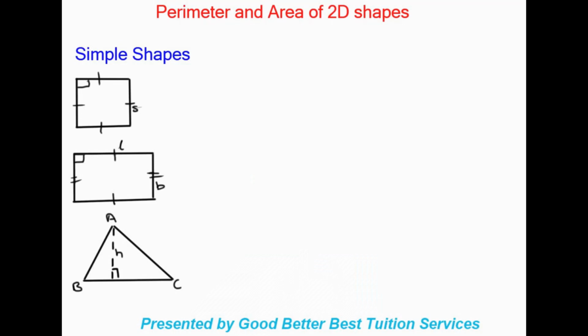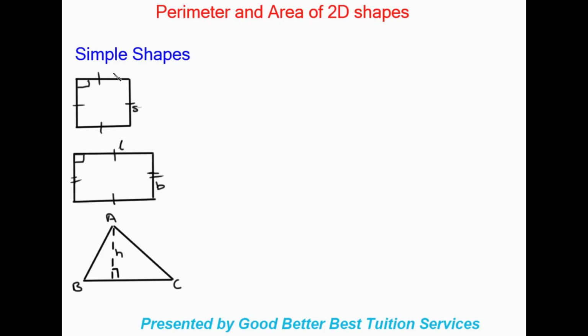In today's lesson, we'll be looking at perimeter and area of 2D shapes. In particular, today we'll be looking at simple shapes. So those are going to be, as you can see below, our squares, our rectangles, our triangles, and then also our circles, which you can't see here right now.